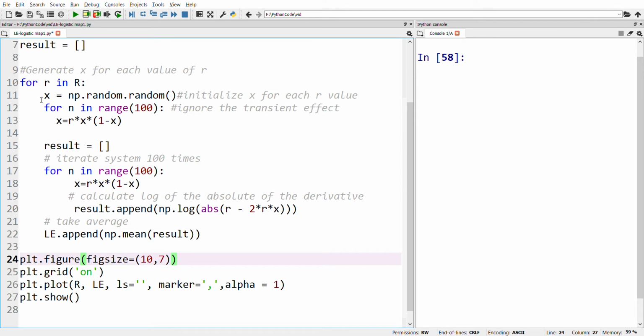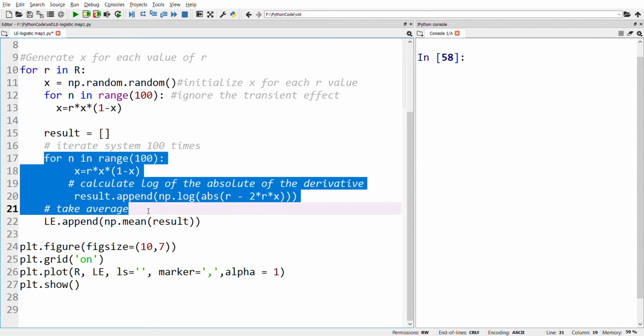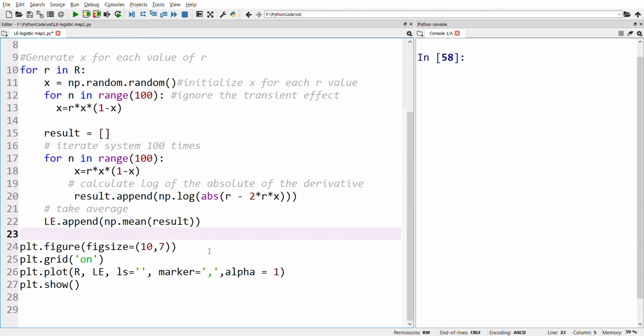We begin with the initialization of x with a random value. Next, in order to avoid the transient effect, the first 100 values of x are ignored. This is the most important part of the coding. We calculate the value of x.